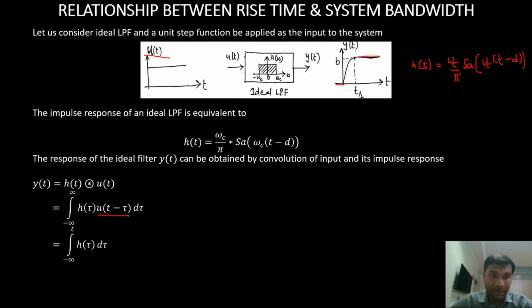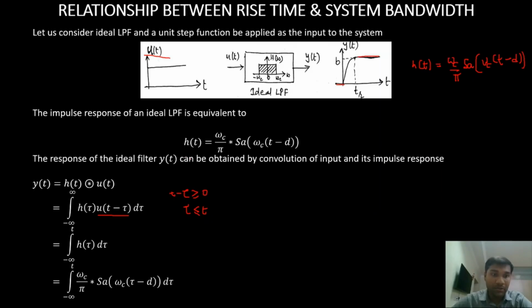Now u of t minus tau is only defined for values of t minus tau greater than or equal to 0. What does this mean? This means tau is less than or equal to t, so tau ranges from minus infinity to t. The maximum value tau can take is t. So my limits now become minus infinity to t of h of tau d tau.